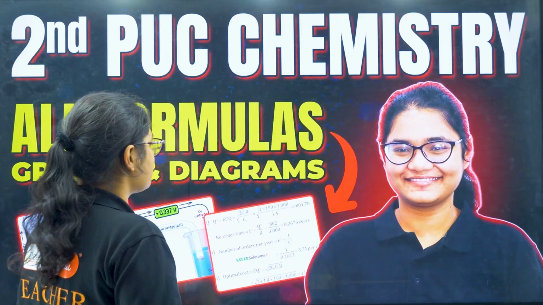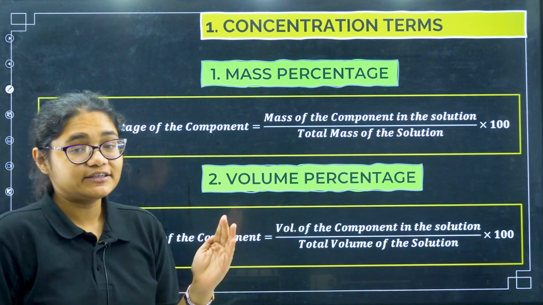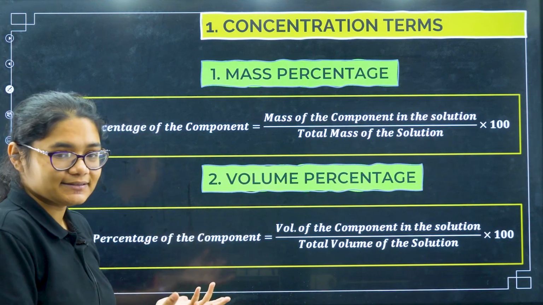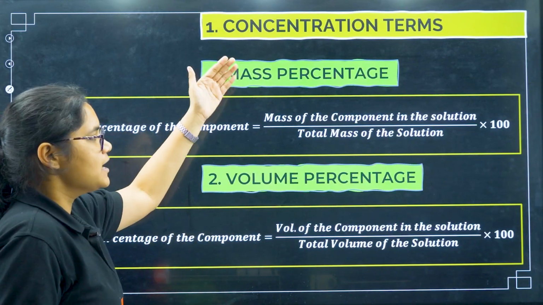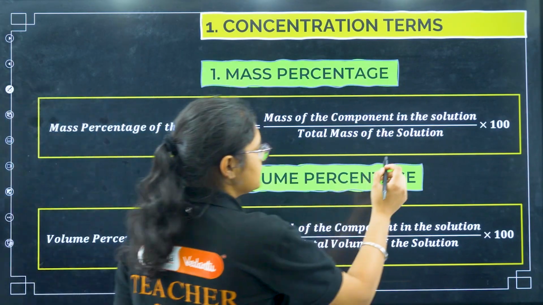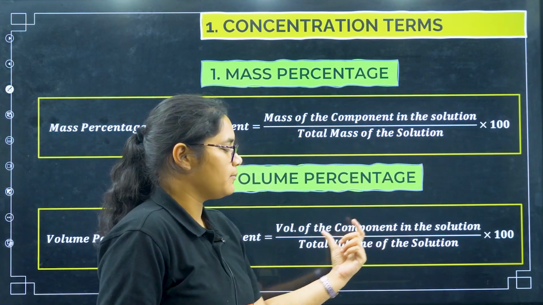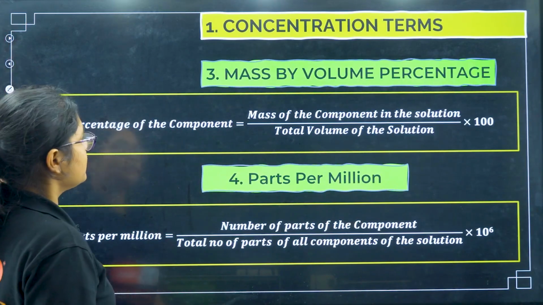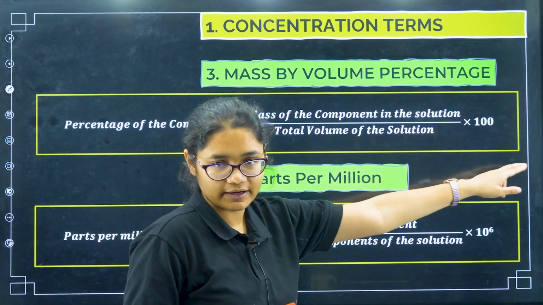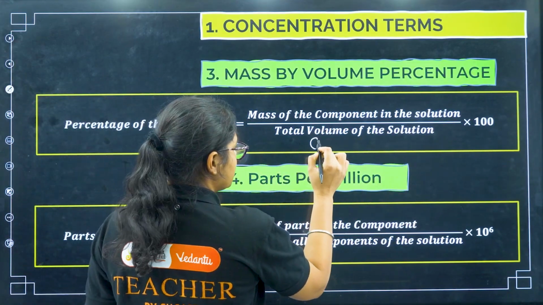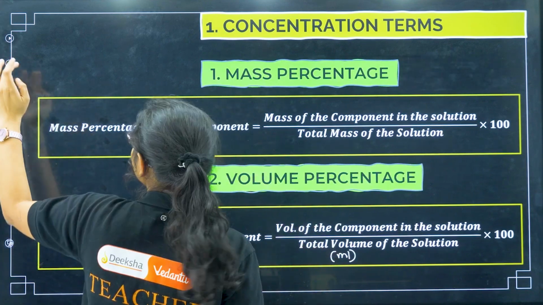Let us start with the first chapter, that is solutions. Here we have the concentration terms. The formulas are there, but directly this is not asked in the exam, except for molarity, molality and mole fraction. Mass percentage is mass of the solute by mass of the solution, mass of the component by mass of the solution into 100. Volume percentage is volume of the component by total volume into 100. Then mass by volume is mass of the component by total volume of the solution into 100. Remember, here the total volume should be in ml. All of these volumes are in ml.